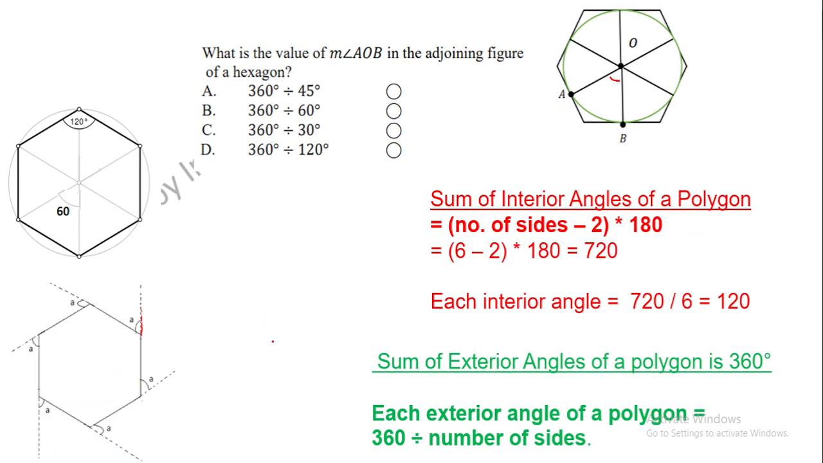Now what we have to do, what is the question? The question says, what is the value of angle AOB? So we know that the answer is 60. So what is the right option? What is the right answer?